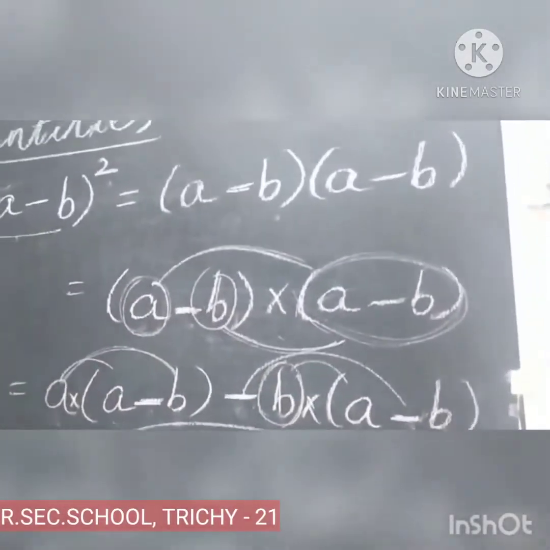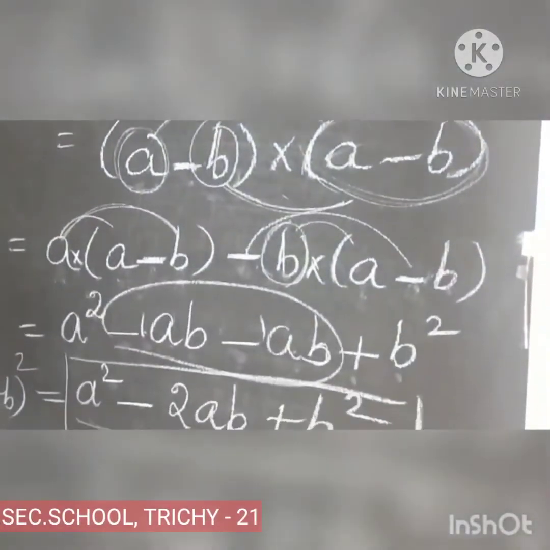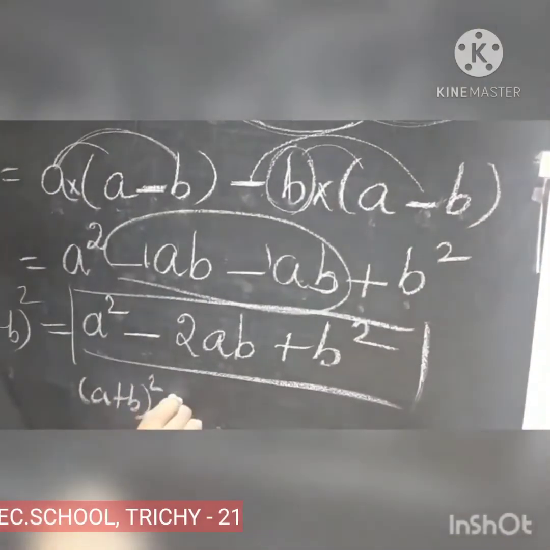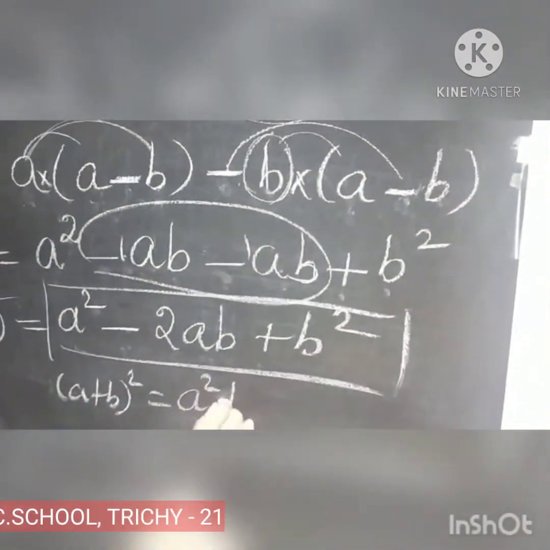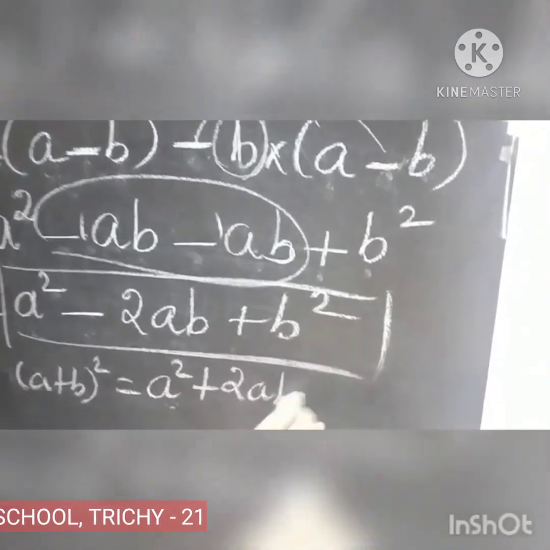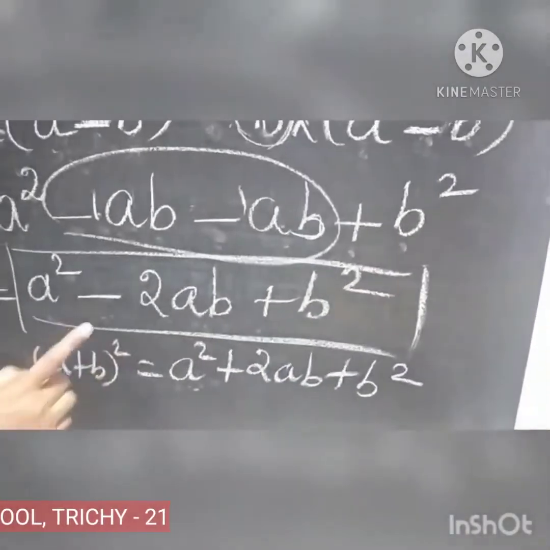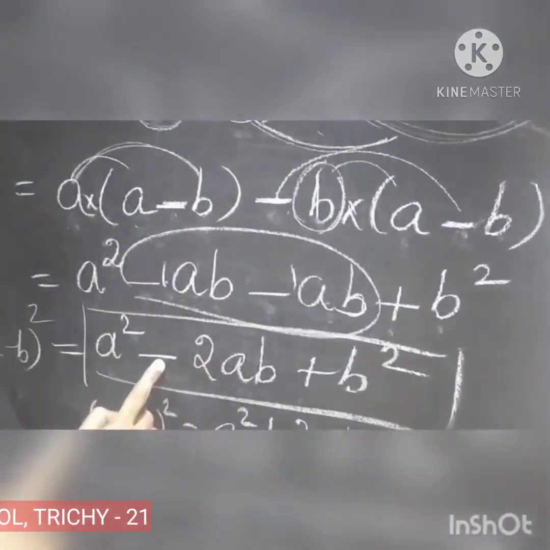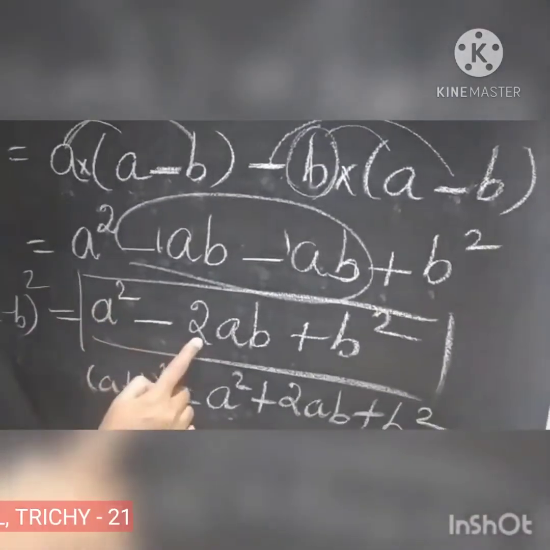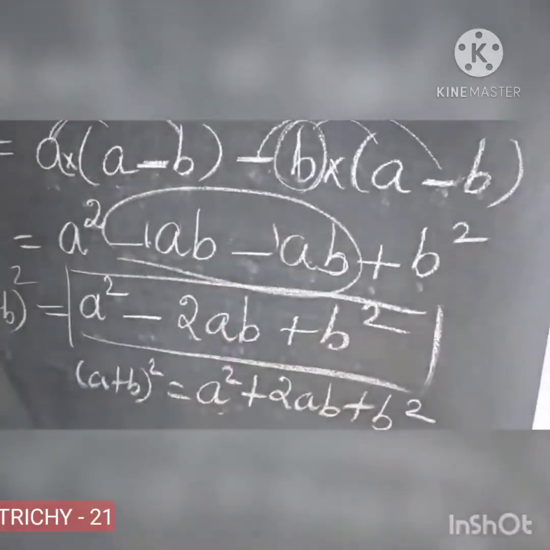The first one, a plus b the whole squared equals a squared plus 2ab plus b squared. The first identity, everything is plus sign. The second one, only the second term is minus: a squared minus 2ab plus b squared. Is it clear?